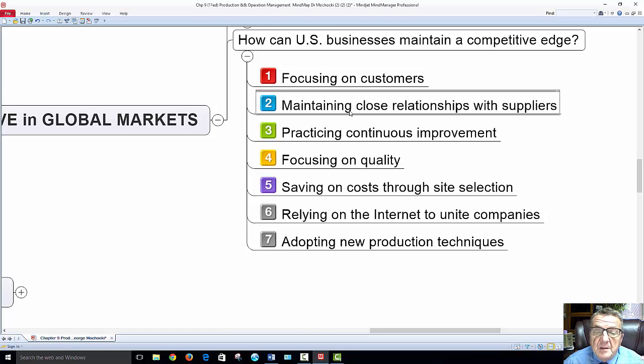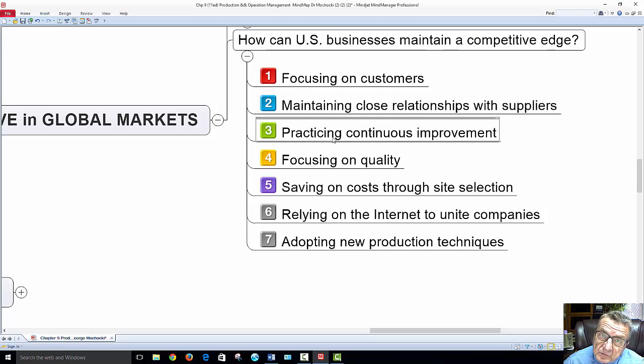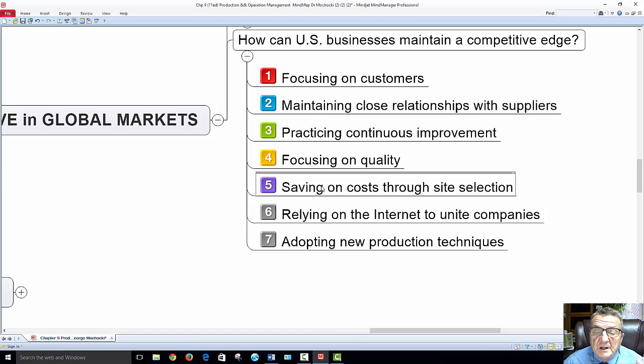Focusing on the customer, maintaining close relationships with suppliers, practicing continuous improvement. We're a learning organization. We talked last time, not just adaptive. You learn, and then ask where do I need to change, where do I need to improve. Saving cost through site selection, where I'm going to locate.